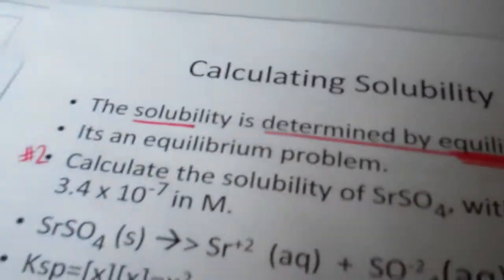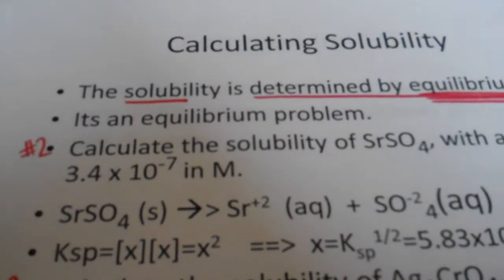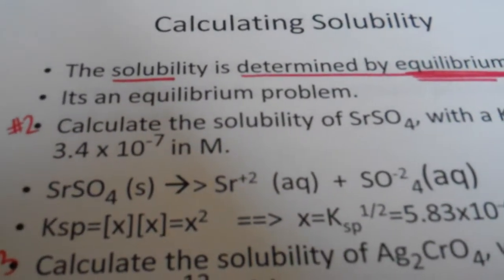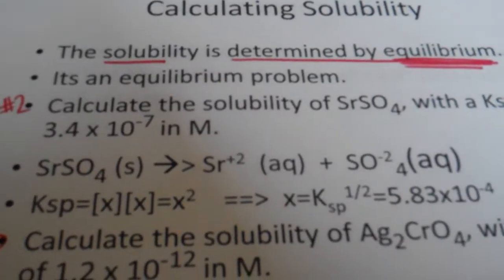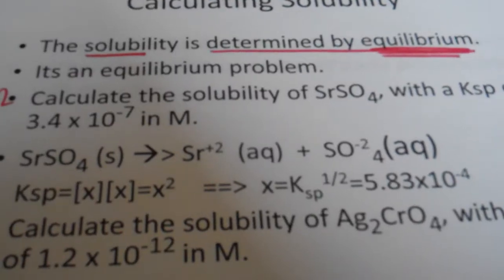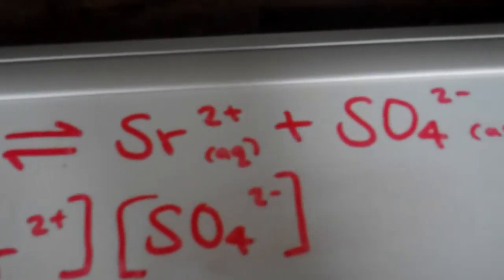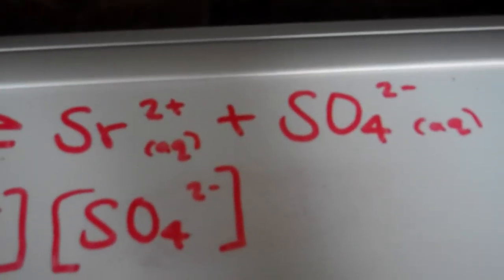We can also determine the solubility by equilibrium. So this is going to be an equilibrium problem. We want to calculate the solubility of SrSO4 with a KSP of 3.4 times 10 to the negative 7th. What we need to do first is write out our reaction. Our reaction is going to be SrSO4 reacting to make Sr2+ and SO4 2-.